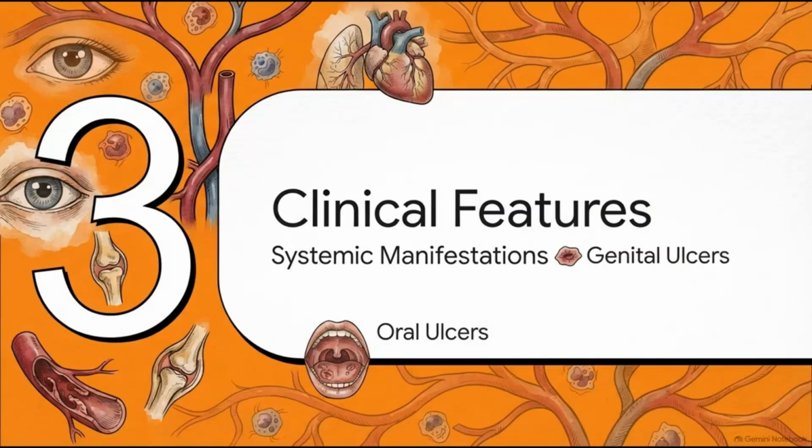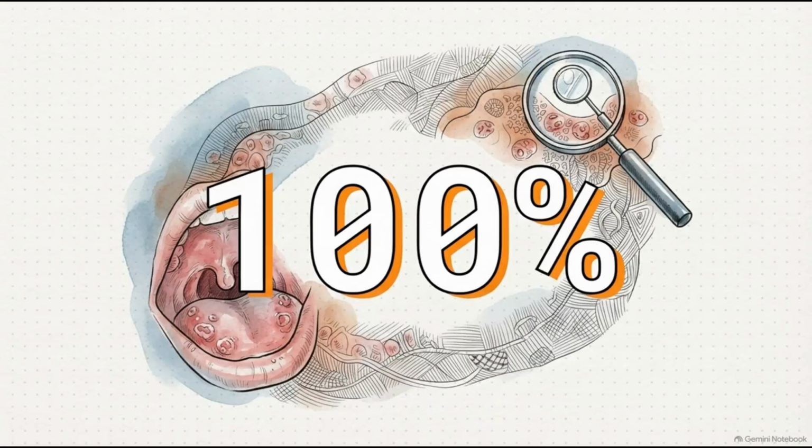Section 3. Clinical Features and Manifestations. All right, now we reach the core of what you'll actually observe in your patients. This is where your clinical detective work truly kicks in. Look at this number, 100%. This is exactly why dentists are the absolute first line of defense. A full 100% of Behçet's patients present with minor and sometimes major recurrent oral aphthous ulcers.